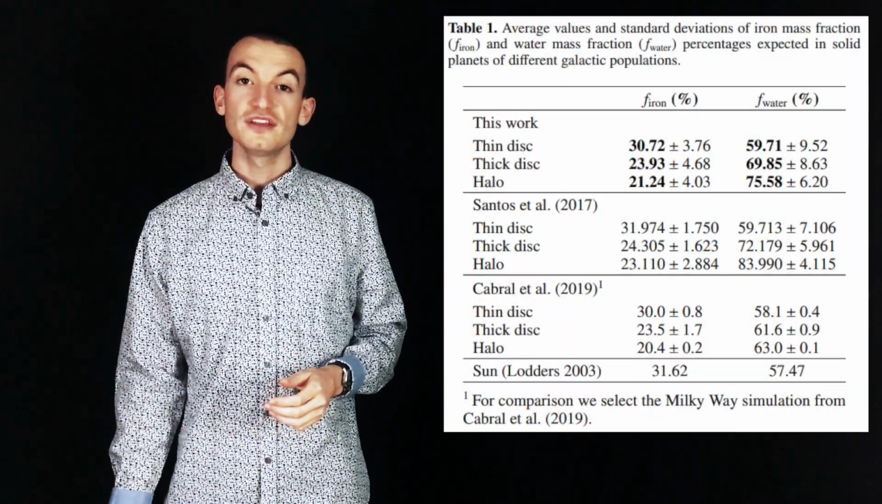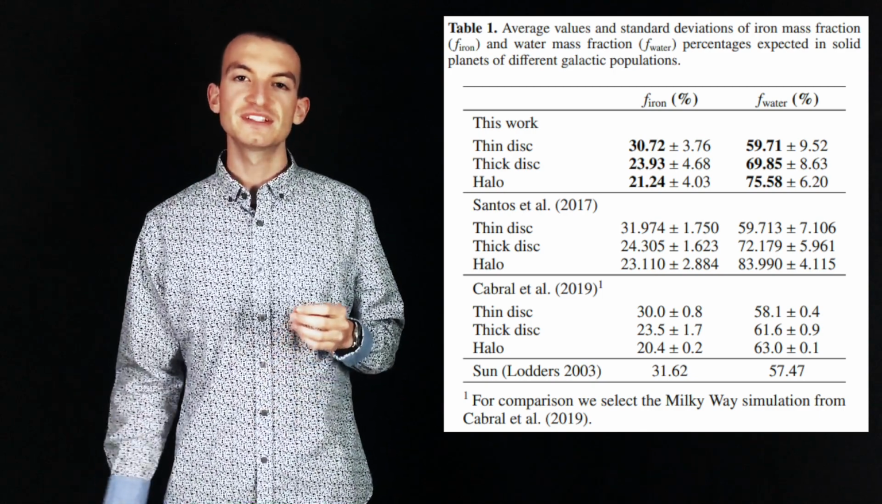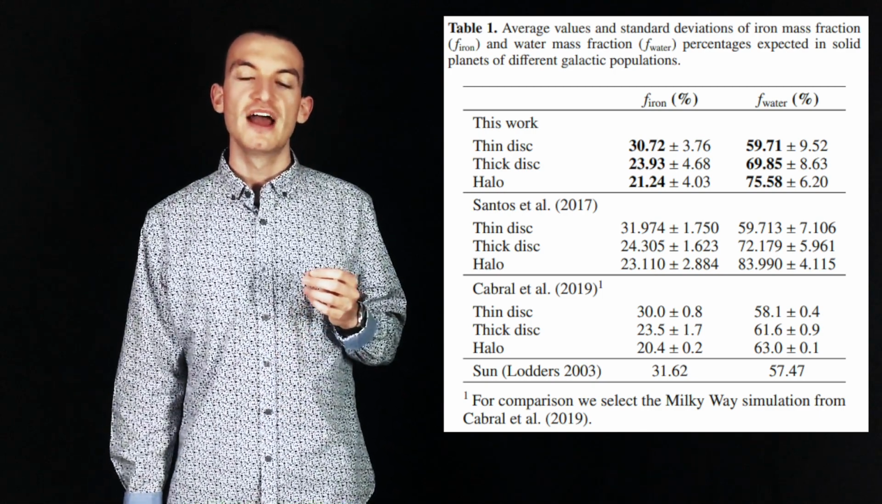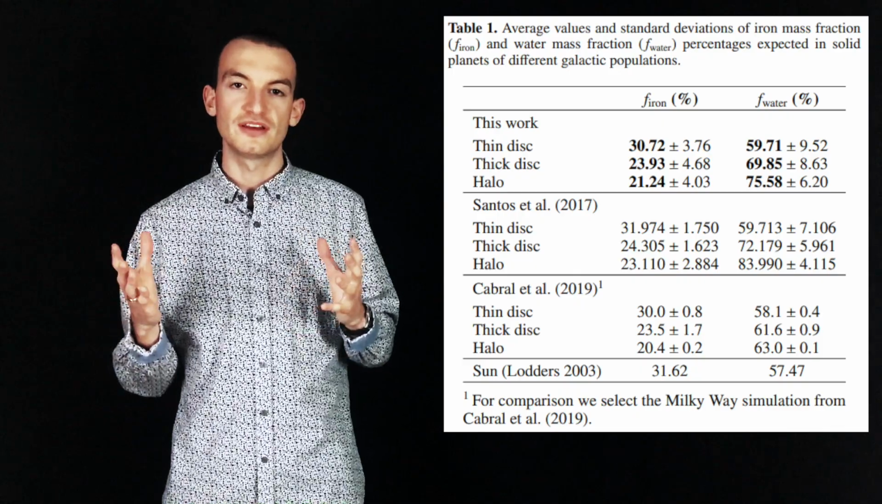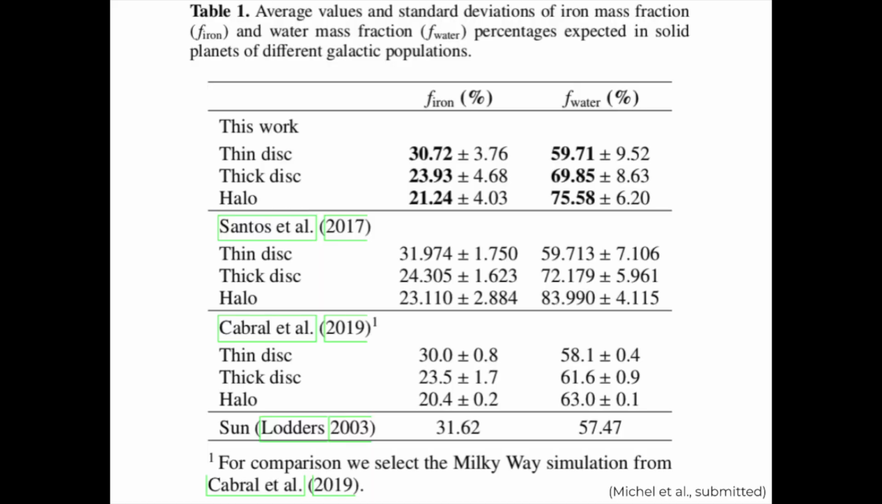So what are these planet compositions? We look specifically at iron mass fraction and water mass fraction within the different stellar populations. So we use stoichiometric relations to calculate these. And so we can see that in this table, the iron mass fraction for planets around thin disk stars is expected to be 30.7%, whereas it drops down to 21% around halo stars.